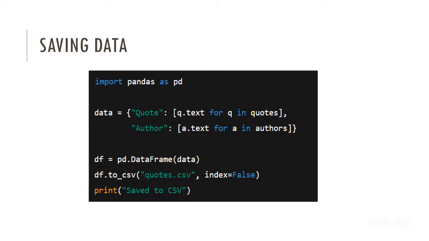Then we are saving it into a CSV file. This df.to_csv line saves the data frame to a file called quotes.csv. Then index=False means we don't want to save extra index numbers. Once saved, we can open this file in Excel or any text editor. Then we print a message, which simply confirms that our file has been saved.